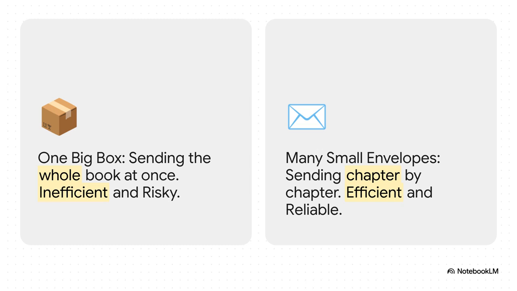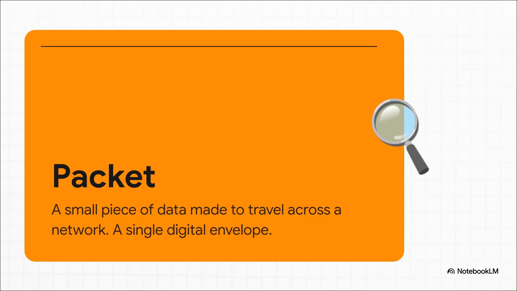This really gets to the heart of it. That one big box method is clumsy and super risky, but the internet takes the smart approach. It breaks that huge file into thousands of tiny envelopes. It's just way more efficient, way more reliable, and a much stronger system. So, what exactly is a packet? You can just think of it as a small, bite-sized chunk of a larger file. Seriously, everything you do online, sending an email, loading a web page, or even watching this right now, it's all happening because big files are being chopped up into these tiny digital envelopes to make the trip.